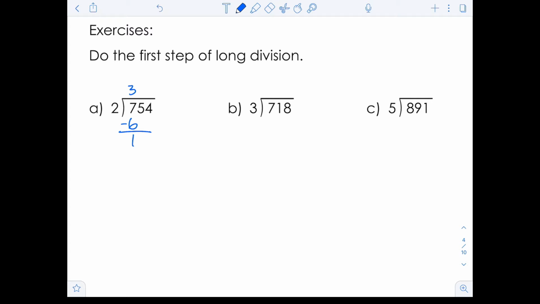Again, we have 7 divided by 3, which is 2. 3 times 2 is 6. Subtract, we have 1. Only 1 5 fits into 8. 5 times 1 is 5. 8 minus 5 is 3. So there's the first step.